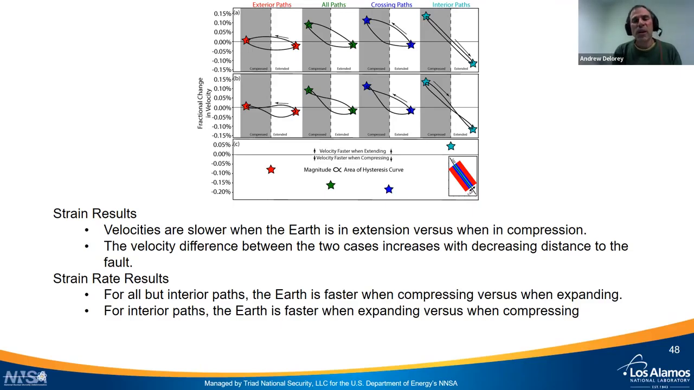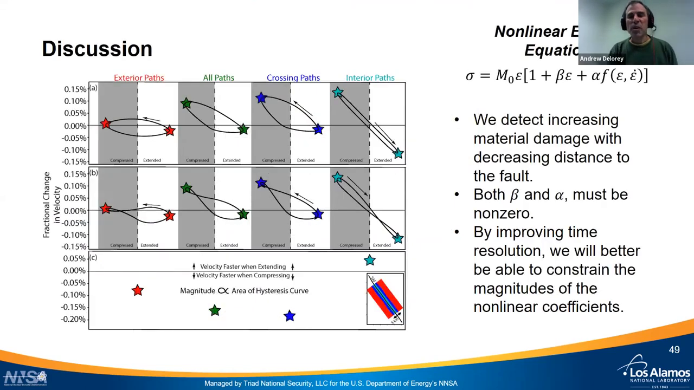So in the axes up here, I put the stars where I'm actually making the measurements, and then the hysteresis curves I've drawn as possible behavior that's consistent with the measurements that I've made. Essentially what we can see here is that we can detect increasing material damage with decreasing distance to the fault. Both beta and alpha must be non-zero, and by improving the time resolution, we'll be better able to constrain the magnitudes of the nonlinear coefficients.